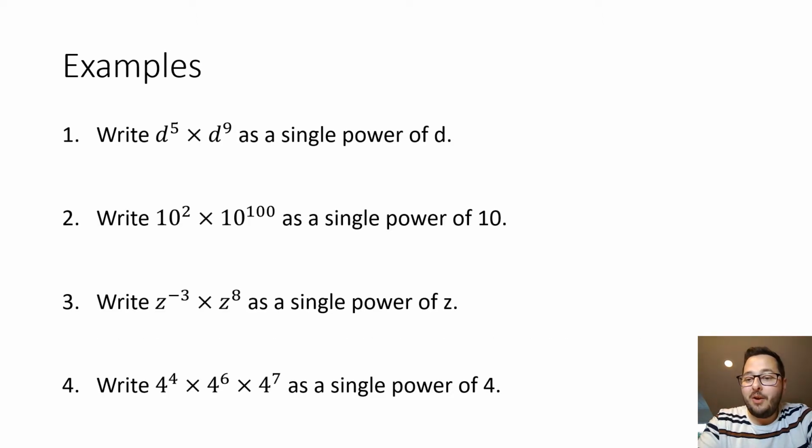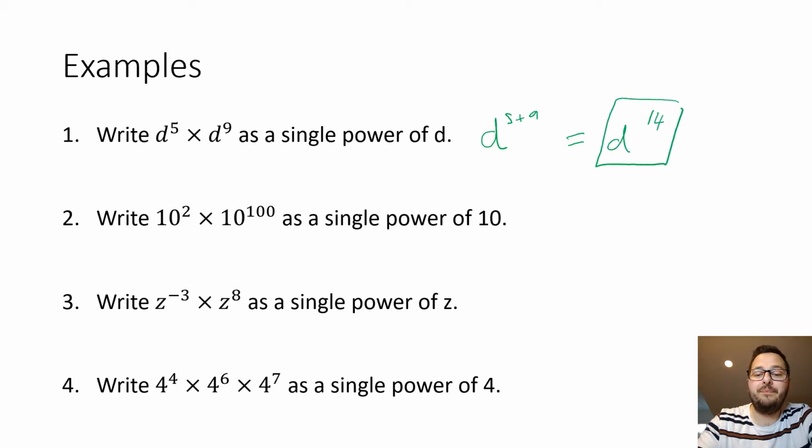Okay, so here are a few examples. Pause the video, have a go, and then we shall do them together. Alright, so the first one, we want to write d to the 5 times d to the 9 as a single power of d. Well, we're just adding the powers. This is d to the 5 plus 9, which is just d to the power of 14.